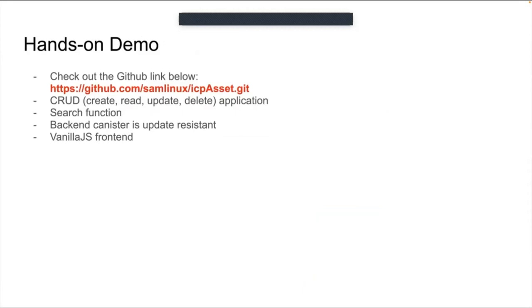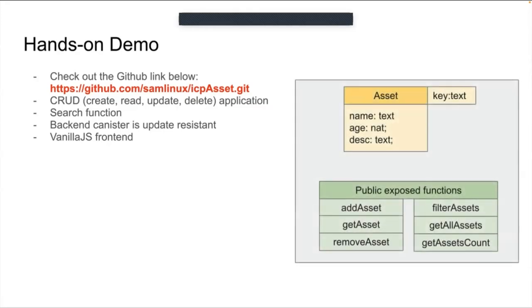The example itself displays a list of assets. The properties of each asset are name, age, and a short description. To identify the record, we use a unique key, which the user can enter by himself. From the actor side, we have some exposed public functions we can use. We have an addAsset function, which can be used for the insert and update calls. The getAsset function delivers an asset record for a given key, and the removeAsset function can be used to remove an asset by its key.